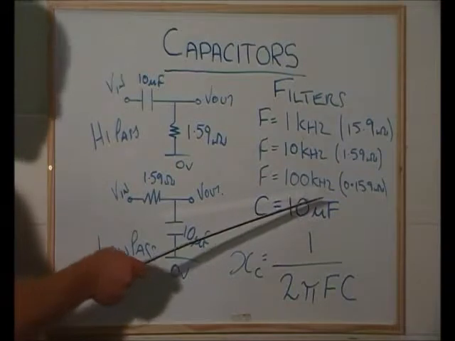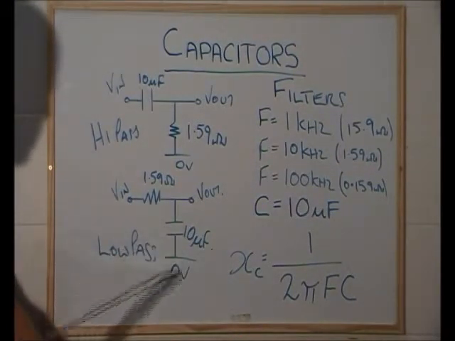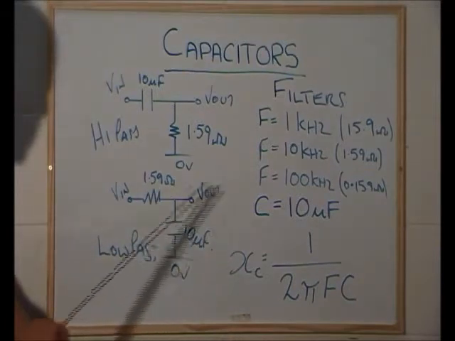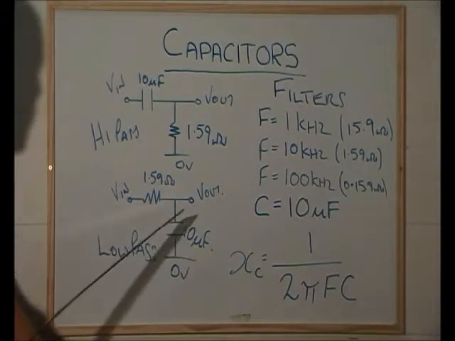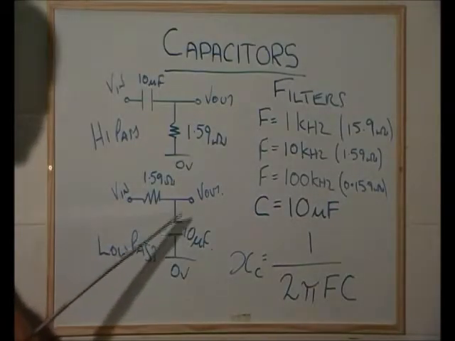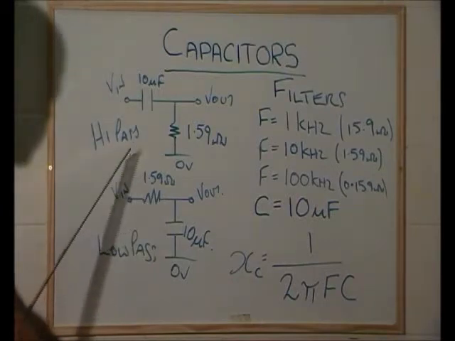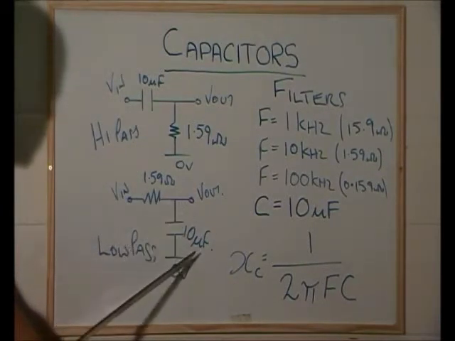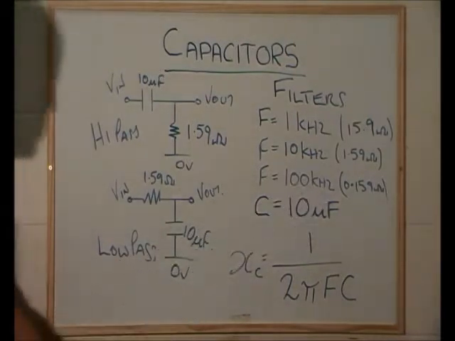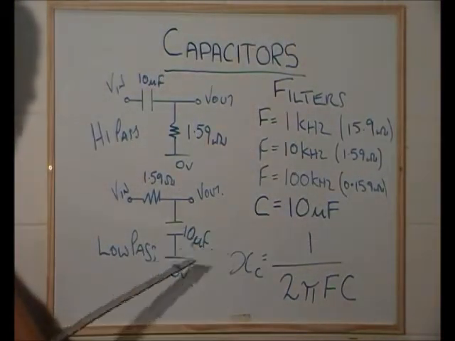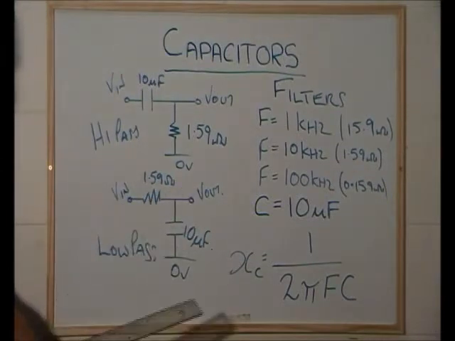At 100 kilohertz, this equals a 0.159 ohm resistor. So it's a short circuit, so we get all of the voltage dropped across this, and a short circuit here to 0 volts due to the frequency of 100 kilohertz. So this is a low frequency pass, or a low pass filter.